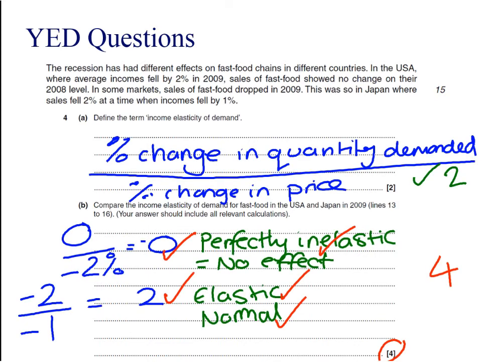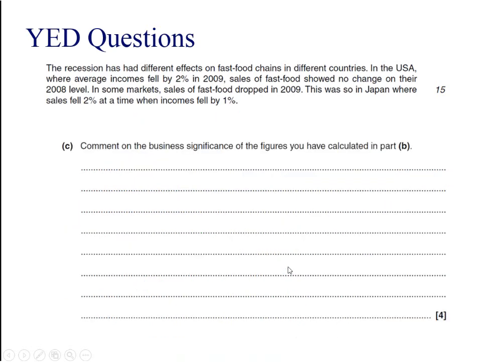So here we go. Here's my answer there, and that's how the marks are distributed. So working out the calculations you get marks for, but also stating the effect on them, stating what those mean, the interpretation. Now, then you get the comment and question. So comment on the business significance of the figures that you have calculated. So how would a business use this type of information?